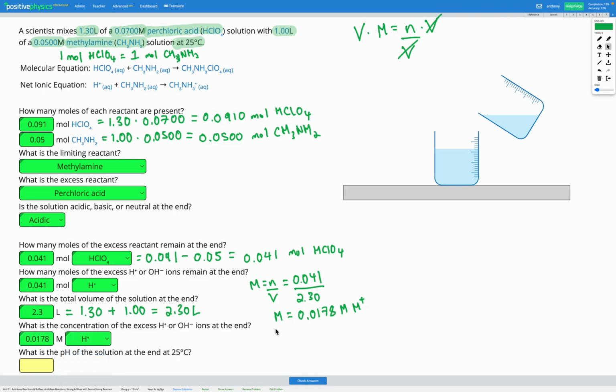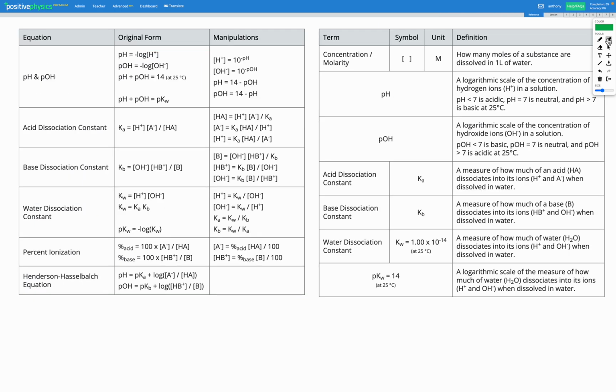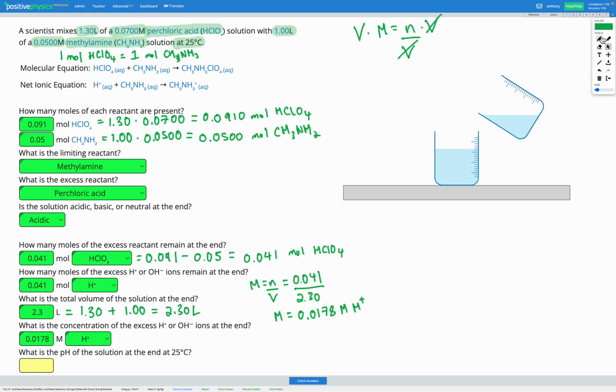Awesome. Okay, now we know the concentration of H+ ions. We're trying to find the pH. So let's head to our reference sheet. Here is the acids and bases page of our reference sheet, and here's our pH equation. pH equals the negative log of the concentration of H+ ions.